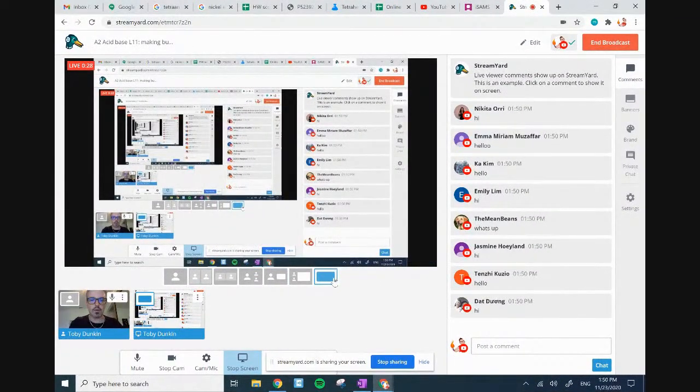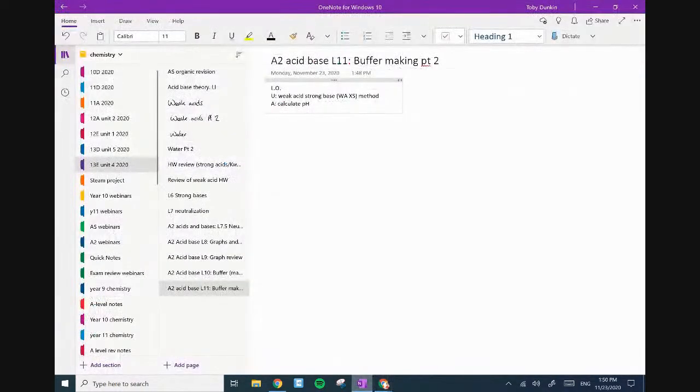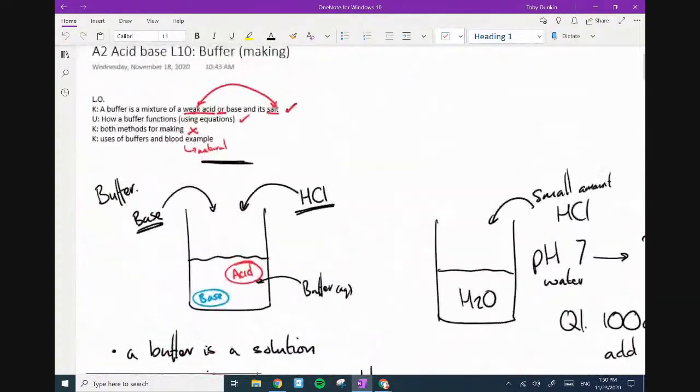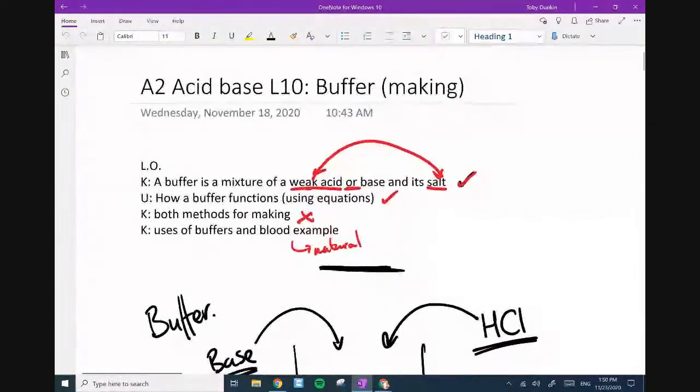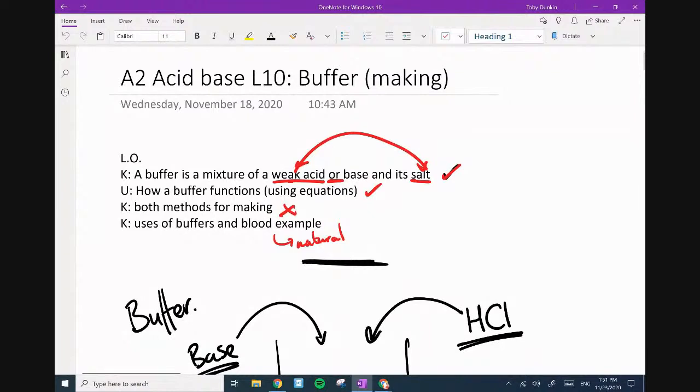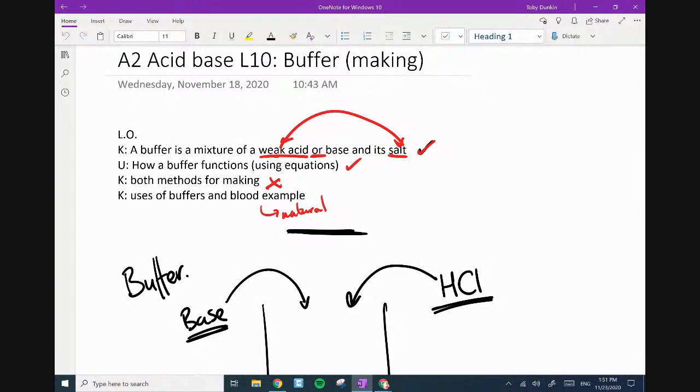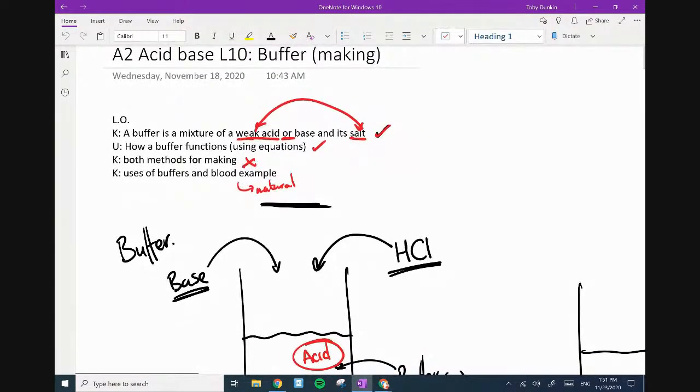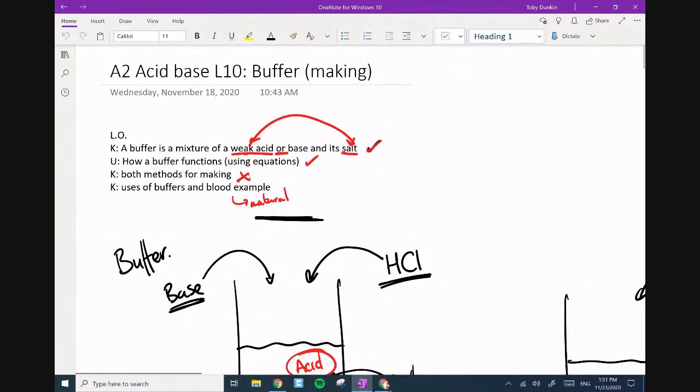Right. Okay, so last lesson, it's just nice to review last lesson. We began the process of understanding buffers. So this was lesson 10. These were the learning objectives. We were introducing buffers. So know a buffer is a mixture of weak acid or base and its salt. That was a clear bit of understanding. We discussed what the definition of a buffer was. We then said understand how a buffer functions using equations. That equilibrium equation that's established between the weak acid and its salt, or weak base and its salt. Know both methods of making, and this is where we left off. I got down to the uses, I tacked that on at the end, but we're into method number two.